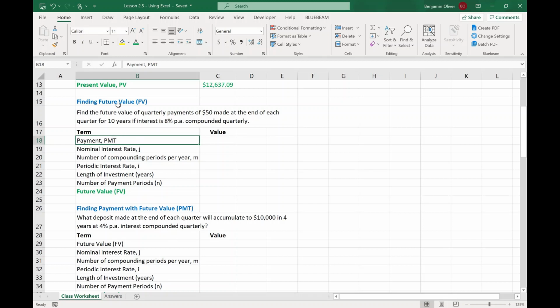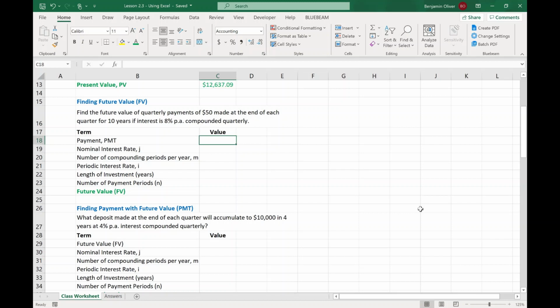Our next one is to find future value. It's going to be very similar to how we've done present value, with future value just a slightly different formula. So find the future value of quarterly payments of $50 made at the end of each quarter for 10 years, and interest is 8% per annum compounded quarterly. So we've got all of our terms here.